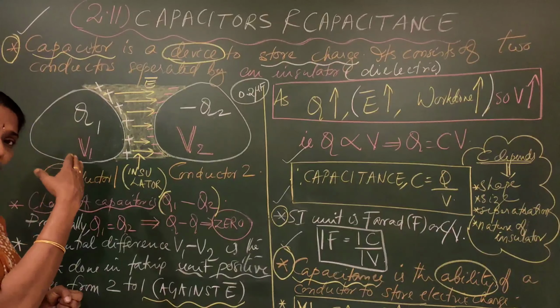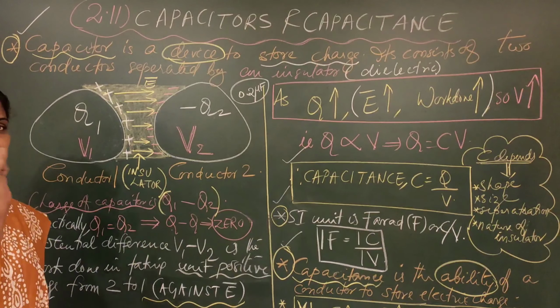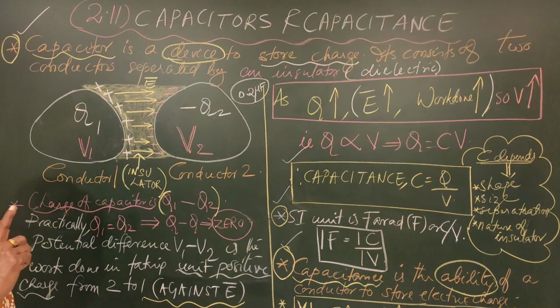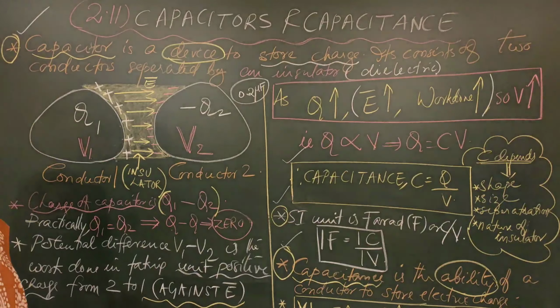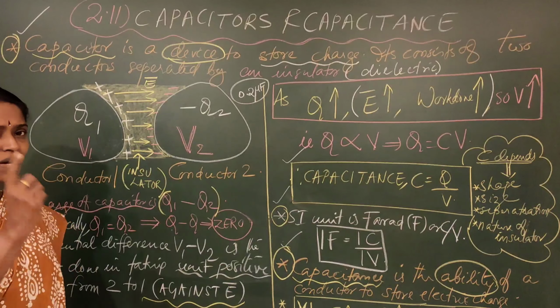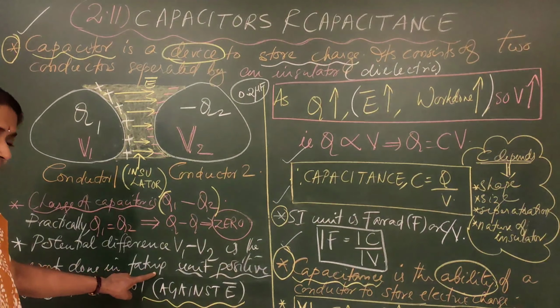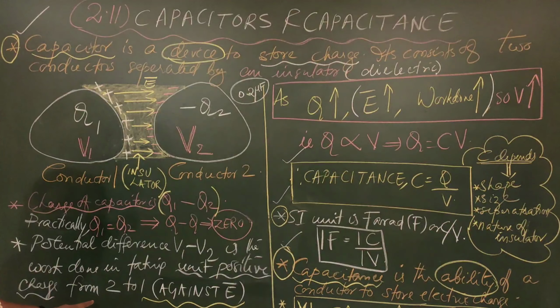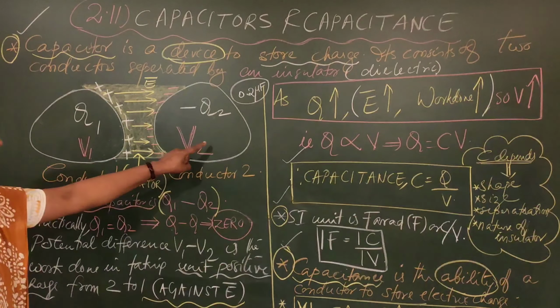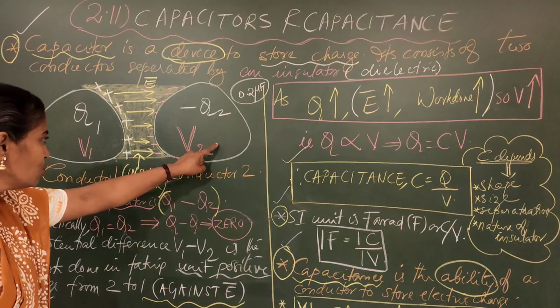For that we have to go to the earlier sections. The words were potential and potential difference. We have studied them in earlier topics, earlier videos. We have seen what is potential and what is potential difference. Let me recap that point. Potential difference is the work done in taking a unit positive charge from 2 to 1. What is 2? This is 2. What is 1? This is 1. So taking a unit positive charge from 2 to 1.